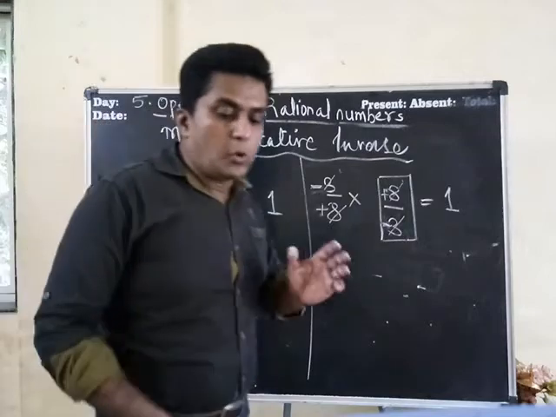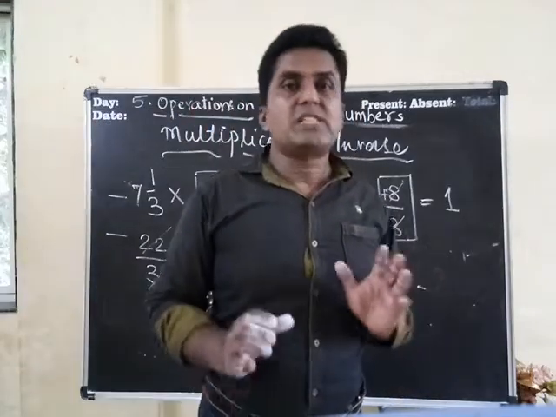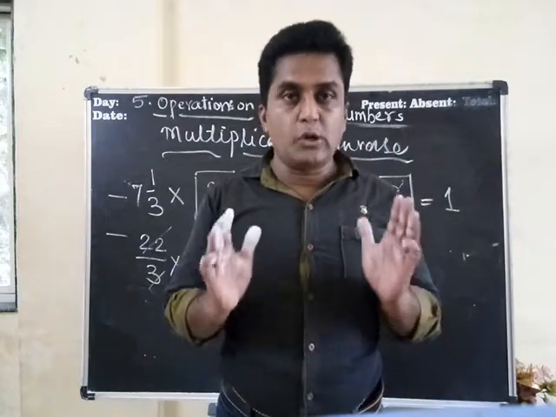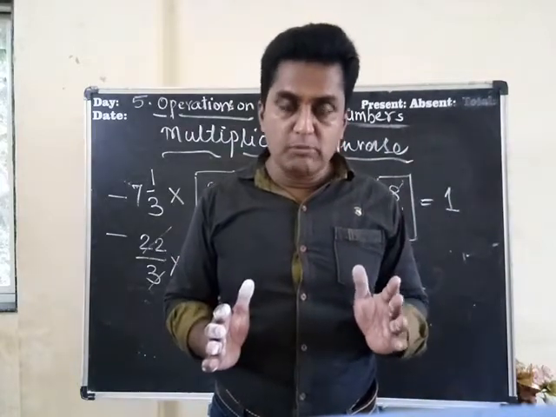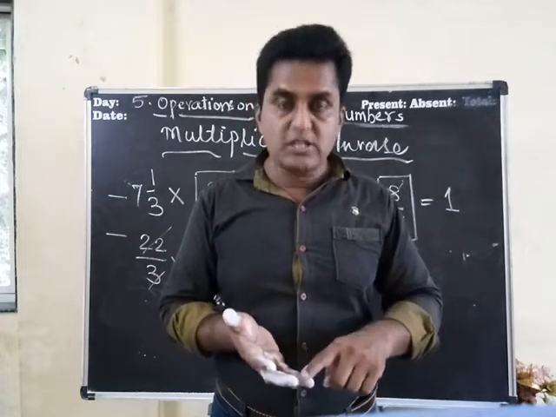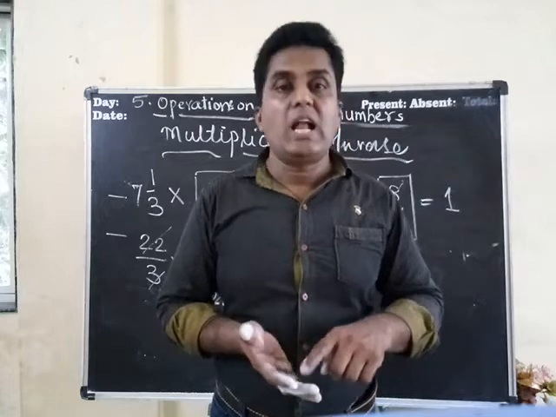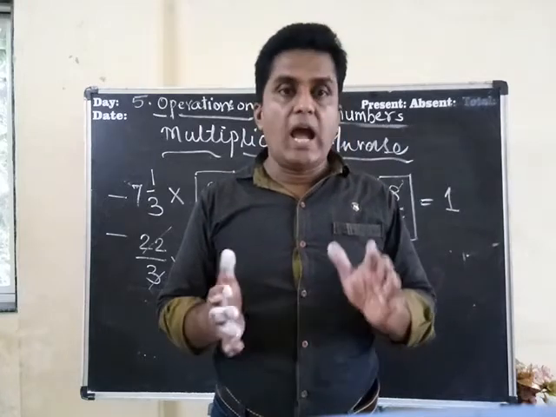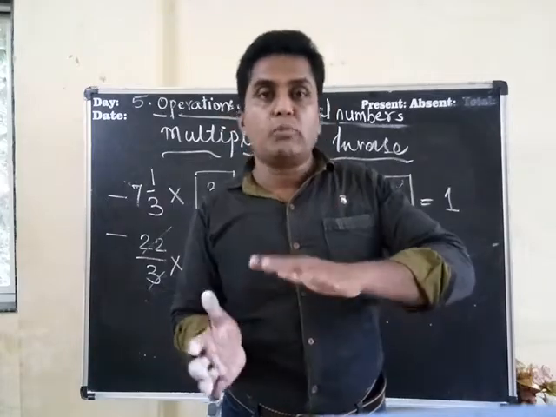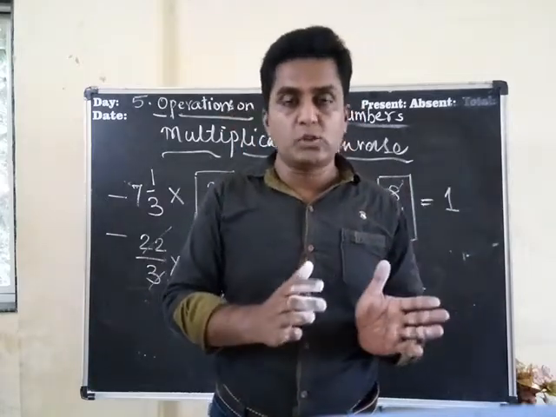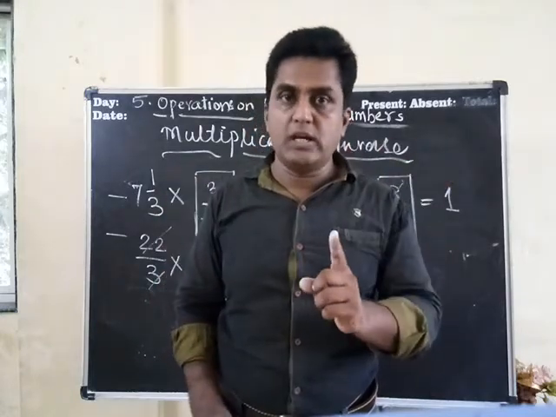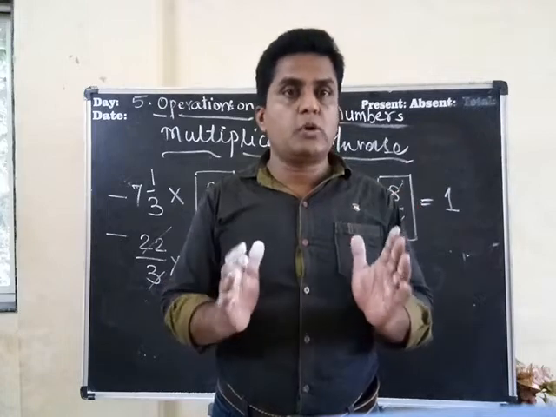Okay everybody? Hope you have understood exactly the meaning of operations on rational numbers. Operations on rational numbers means addition, subtraction, multiplication and division of rational numbers. And the next thing I taught you today was how to find the multiplicative inverse of a rational number. It means that when you multiply two numbers, the answer must come 1. Okay, only this was what I wanted to tell you today.